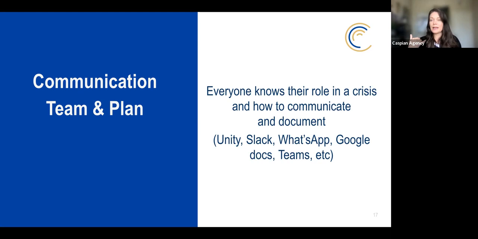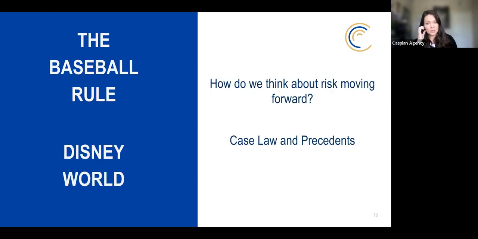Unity is one of those app-based walkie-talkies, Slack, WhatsApp, Google Docs, Teams, whatever you use, but communicating and documenting things in a crisis is critical for that communication plan when something happens, because that can create even more problems if they're not attended to. And then just obviously we have risks moving forward, much more than COVID, but how do we think about the ramifications that an audience, a customer or consumer has to take on versus our responsibility?